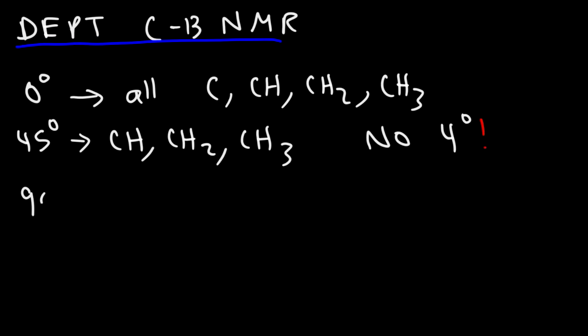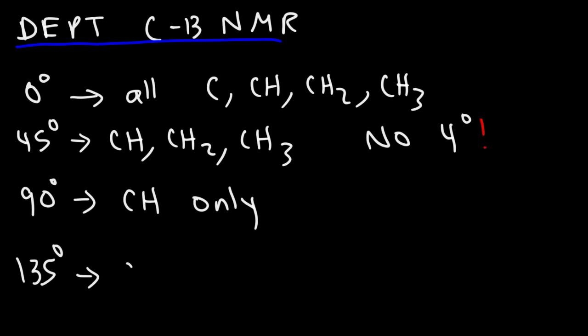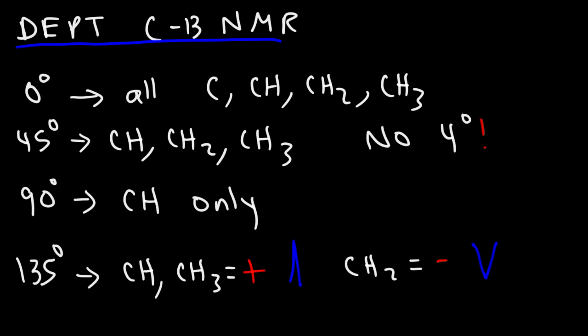Now, if the angle is at 90, the only groups that you'll see are the methine groups. If the angle is at 135, the methine groups and the methyl groups will have a positive polarity, which means that the signal will be above the x-axis. The methylene groups will have basically a negative polarization, and so the signal will appear below the x-axis. So this is what you need to keep in mind when dealing with DEPT C-13 NMR spectroscopy.